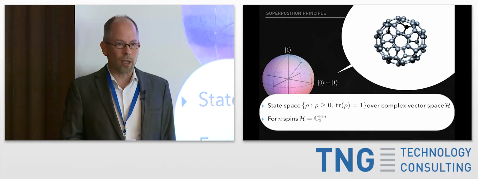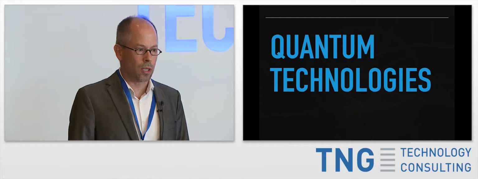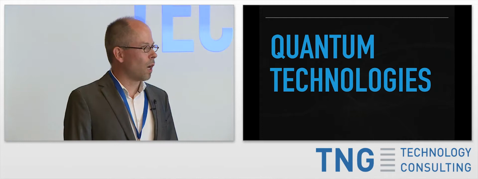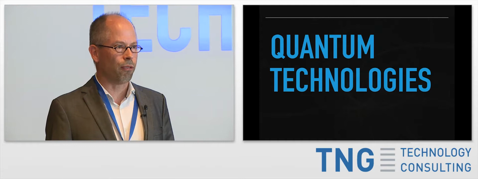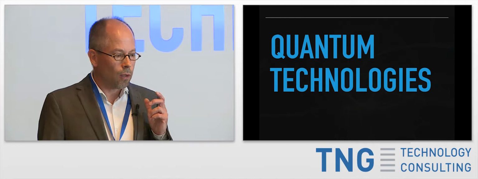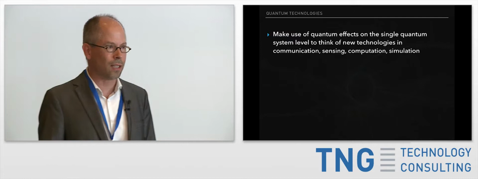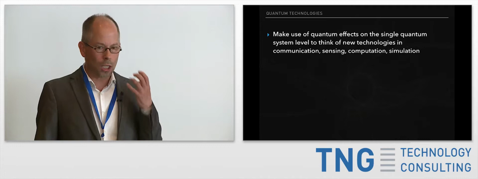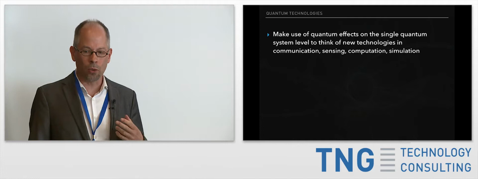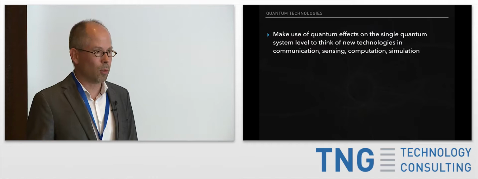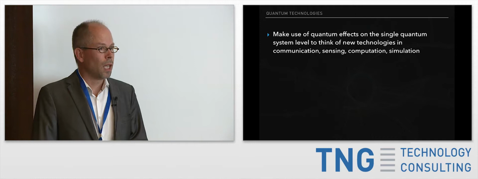Now the point, so much for the introduction. The point of quantum technologies is to make use of quantum effects, but not in the way mentioned earlier, in the sense that you go into the study room and learn about semiconductor physics, which you can only do if you have deeply understood quantum physics. Rather, make use of quantum effects on the level of single quantum systems, like single atoms held by tweezers, ions in traps, single photons, single quantum systems that can be manipulated now with very large levels of accuracy, to think of new technologies in communication, sensing, computation, and simulation. This is kind of the point of this idea of quantum technologies. And we will have a look at three examples of this type.